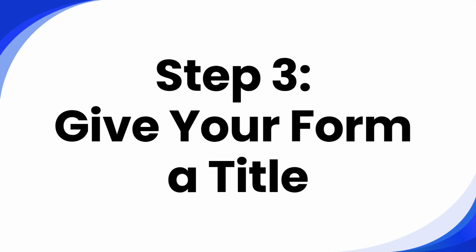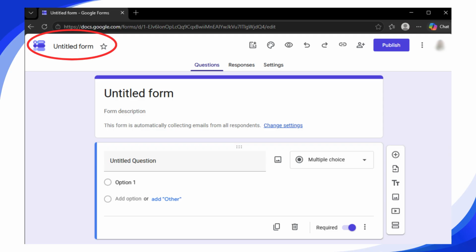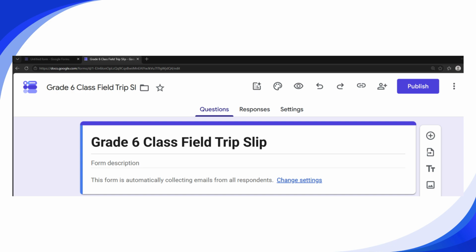Step 3, give your form a title. At the top where it says Untitled Form, click and type in your title. For example, Grade 6 Class Field Trip Slip. This is where the untitled form is. You will click this and you will type in Grade 6 Class Field Trip Slip.